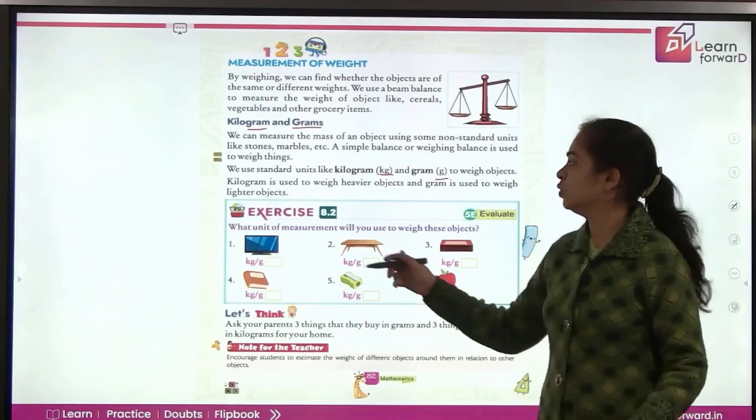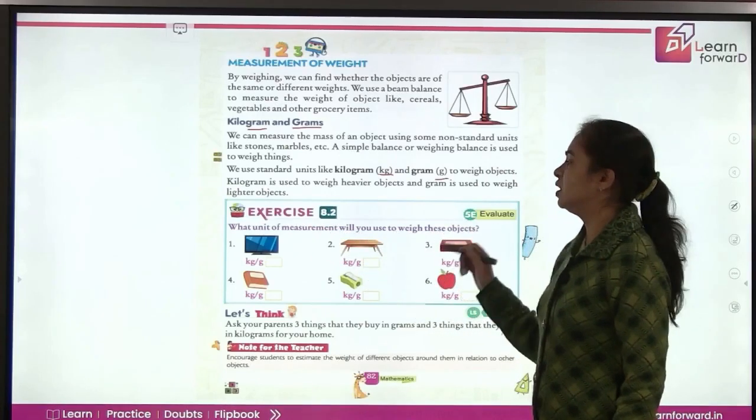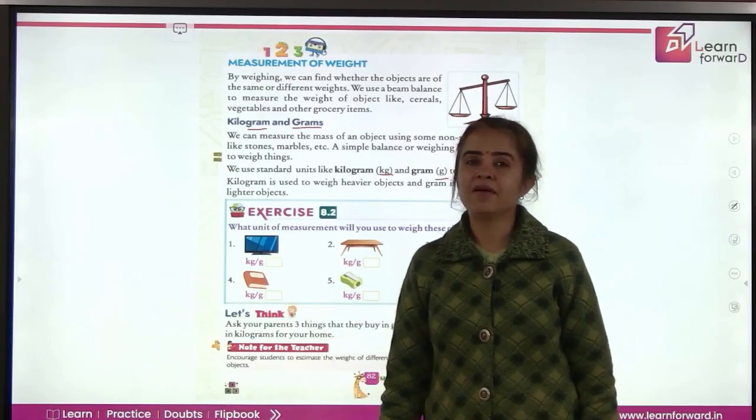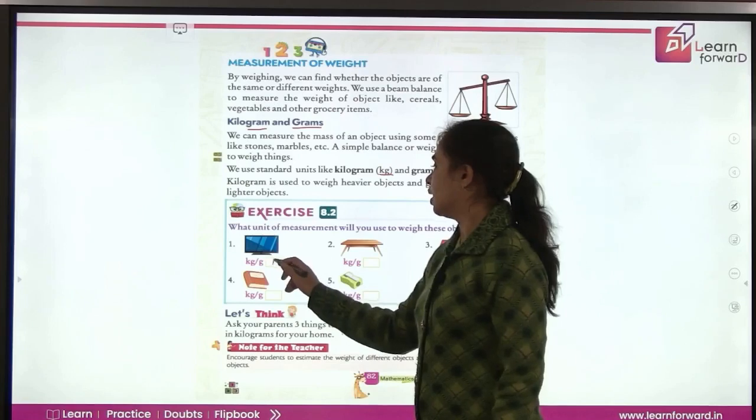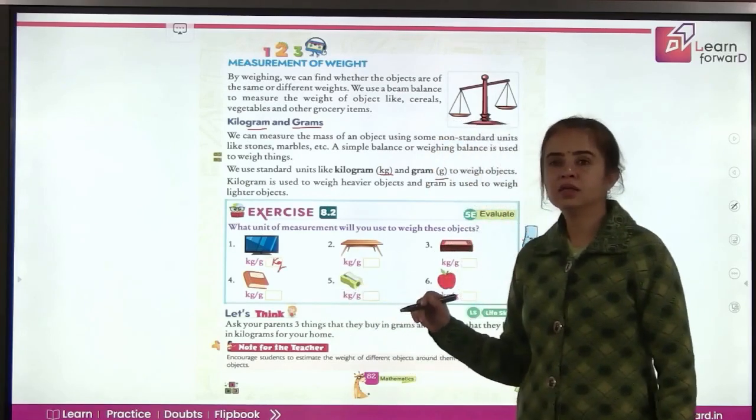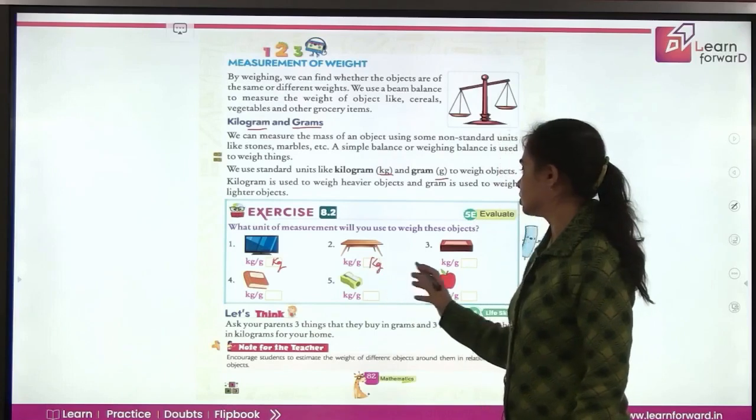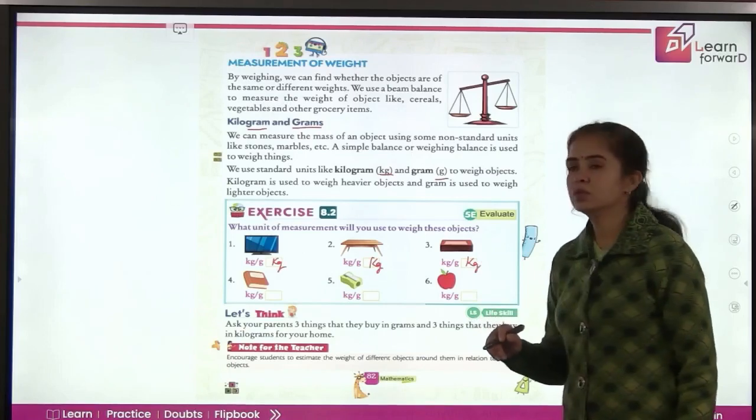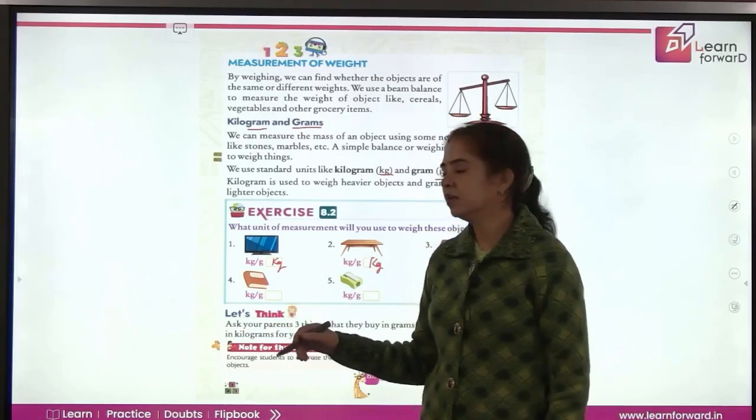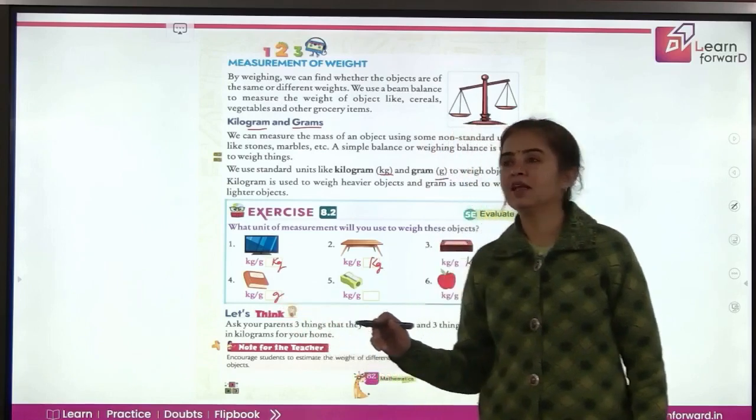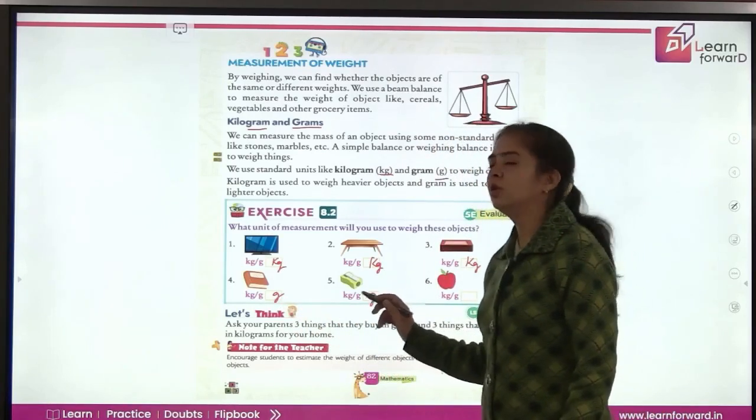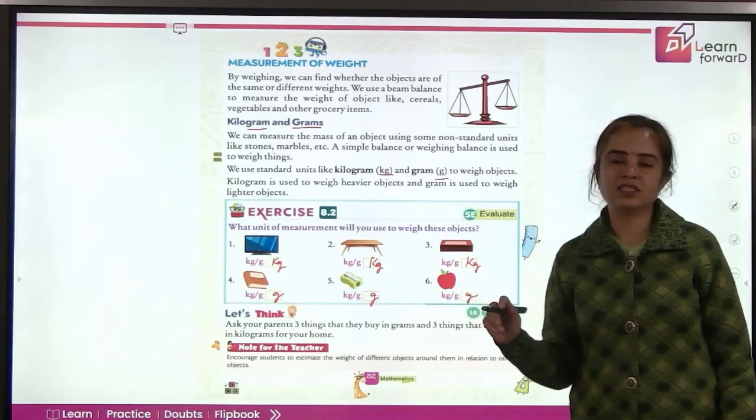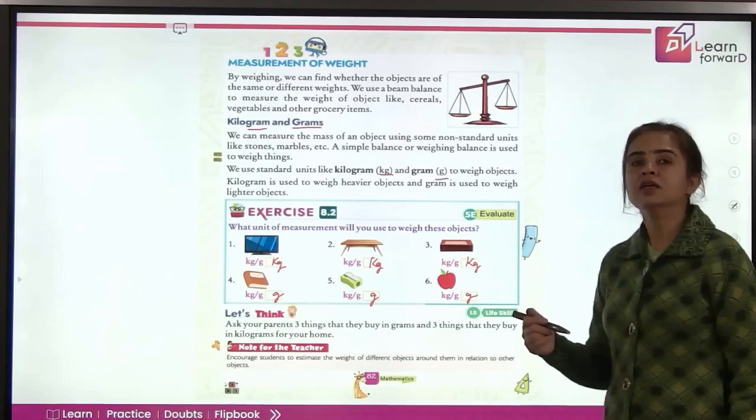Here's an exercise for you. What unit of measurement will you use to weigh these objects? So when you talk about your LCD LED, what will you be using? Kilograms. What about table? Yes, this will also be in kilograms. What about brick? Definitely this is also heavy, so you can use kilograms. What about your notebook? A single notebook will be in grams, and oh, sharpener is too light. And a single apple is also lighter, so we'll be using grams for measuring them.